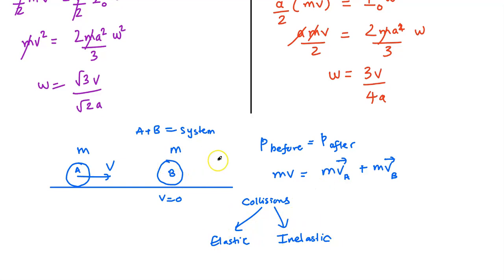And we have solved many problems like these. If it's an elastic collision, A will come to rest and B will move with speed v. And if it's an inelastic collision where A and B stick together, they will move with speed v by 2 in this direction. And in that case, kinetic energy will not be conserved. So why am I saying all of this? This is a different problem. We were solving a different problem.